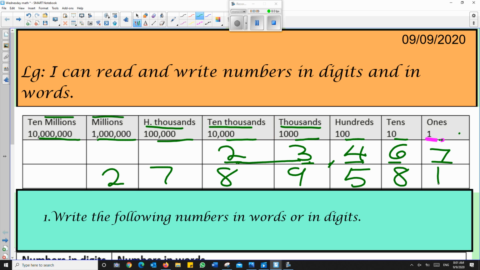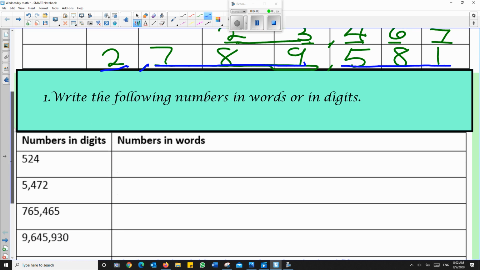Let's try another figure: 2, 7, 8, 9, 5, 8, 1. So group these numbers into threes from the right and put a comma. 1, 2, 3, and put a comma. So the first digit from my left-hand side is in millions. So I'll read: how many millions are there? 2 million, then 789,000. These are thousands. Then 581.